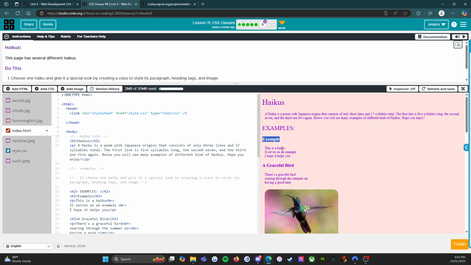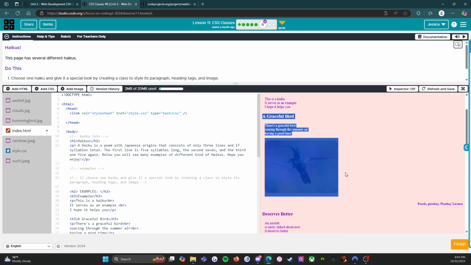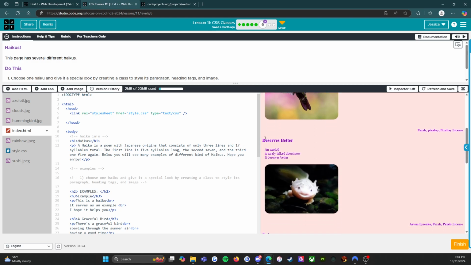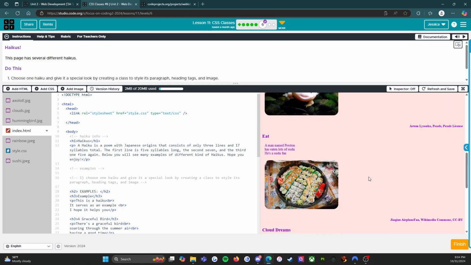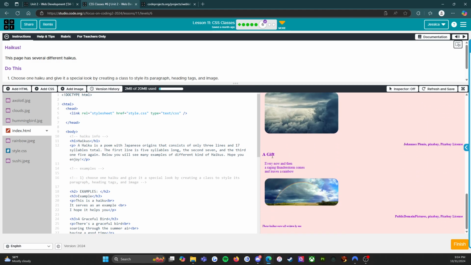Example. This is a haiku. It serves as an example. I hope it helps you. All right, so that's a haiku. So you have a graceful bird. So you have the heading, the paragraph, and the image. It deserves better. So you have the heading, the paragraph, the picture. You have eat, the heading, the paragraph, the picture. Cloud dreams, the heading, the paragraph, the picture. A gift, the heading, paragraph, and the picture.